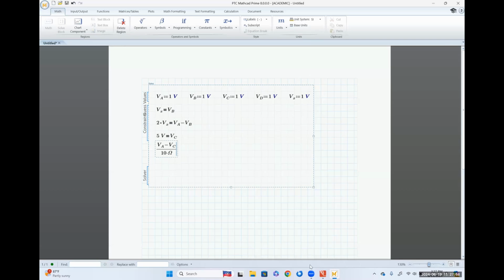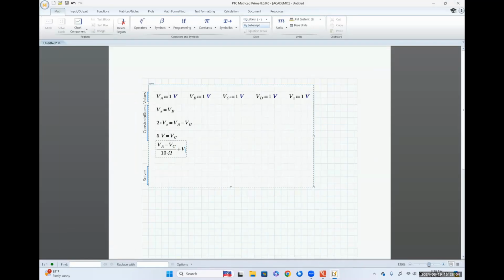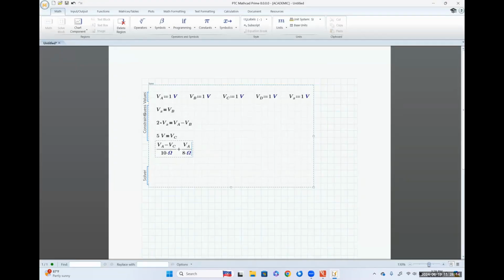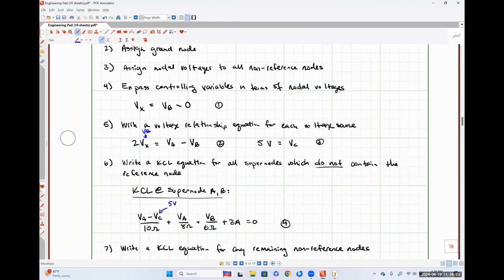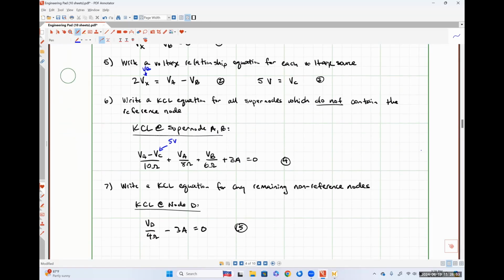All right, so VA minus VC over 10 ohms plus VA over 8 ohms. Sorry, plus VB over 6 ohms. And then lastly, we have plus 3 amps equals 0. And then my last KCL equation was VD over 4 minus 3 amps.